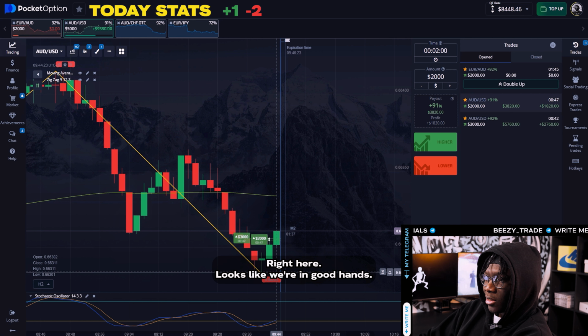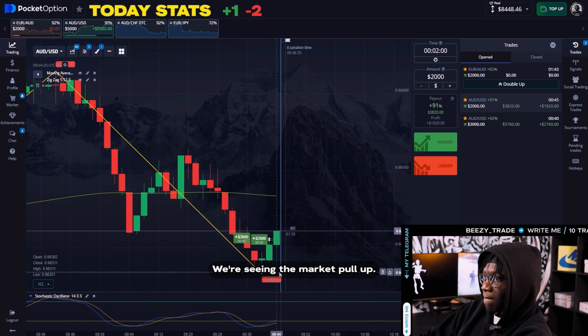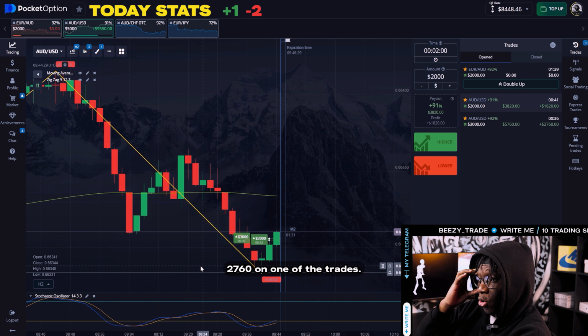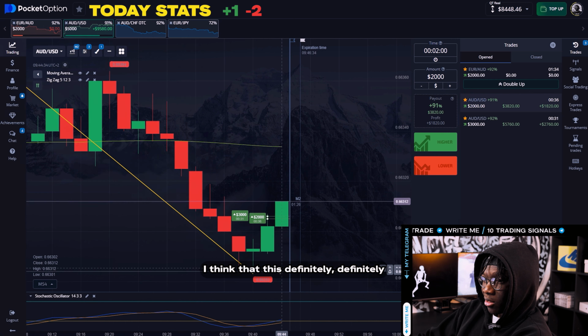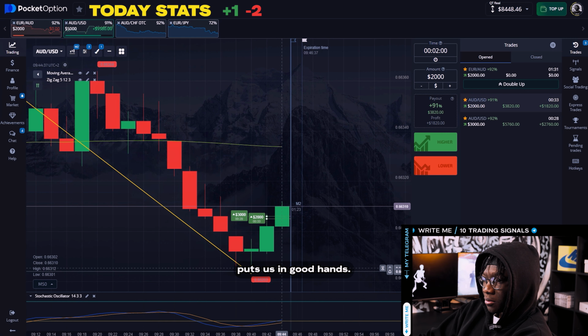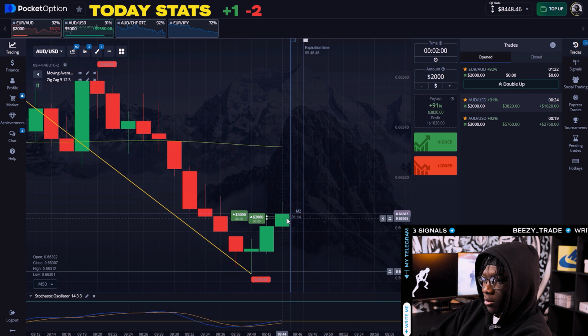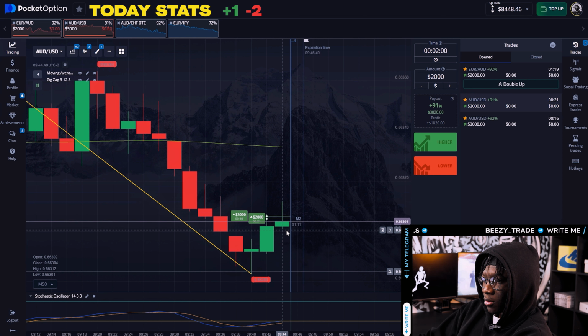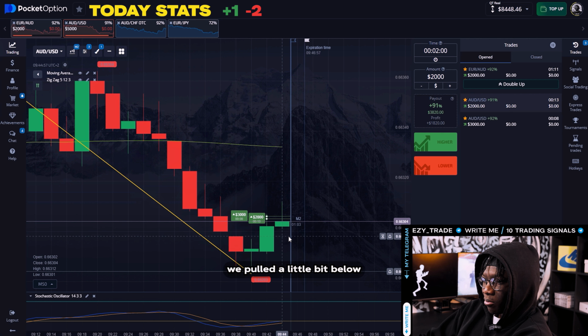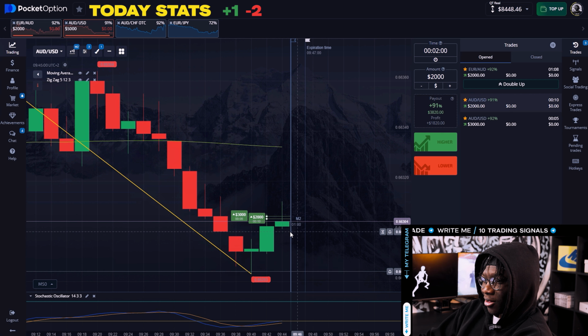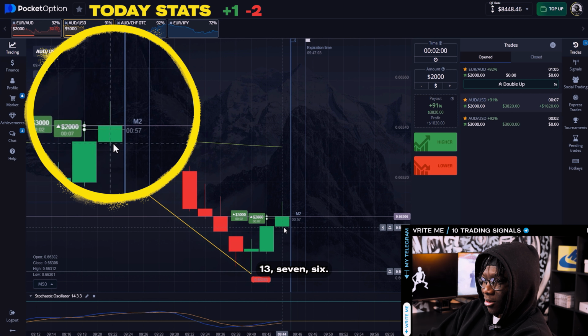Right here, looks like we're in good hands. We're seeing the market pull up. 2760 on one of the trades and 1820 on another. I think that this definitely puts us in good hands. Oh, with 10 seconds left, we pulled a little bit below 13.76. We were just good.